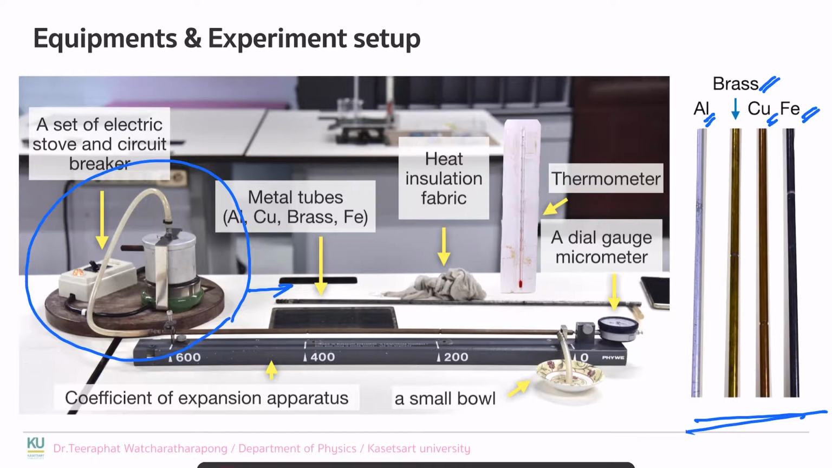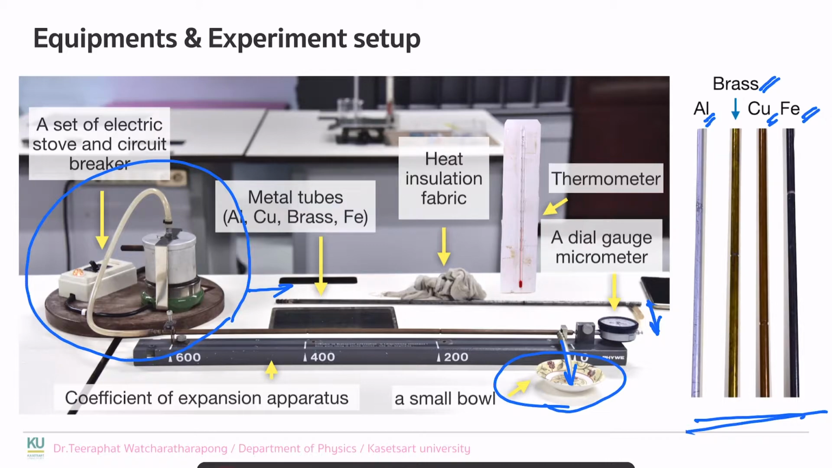Next, we also need a small bowl. This is because the hot steam will come out in this direction right here, come out like this, and then the hot steam will condense. So in that case, we need some container to store this hot water.